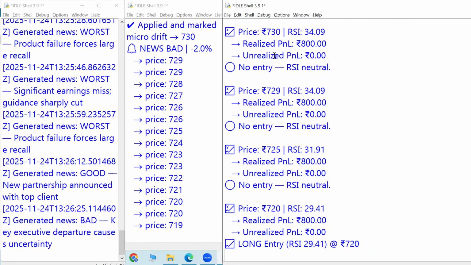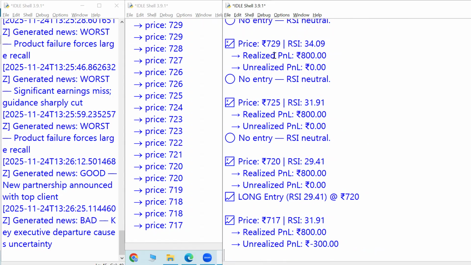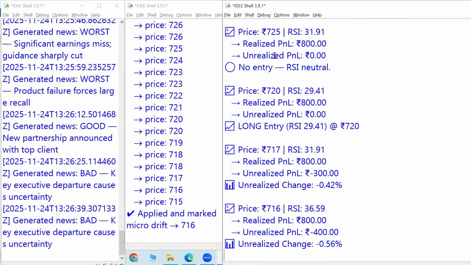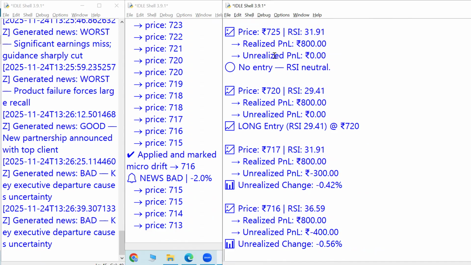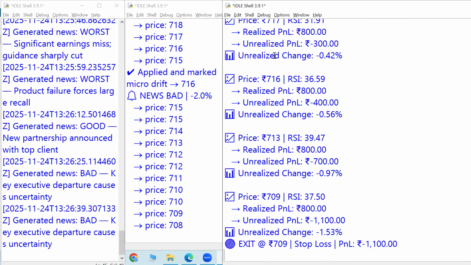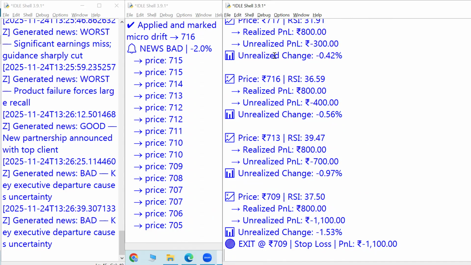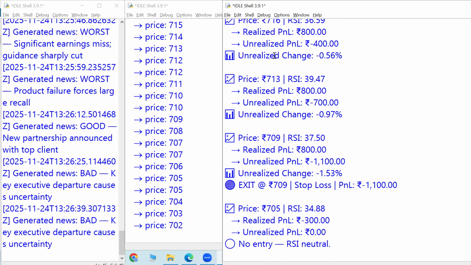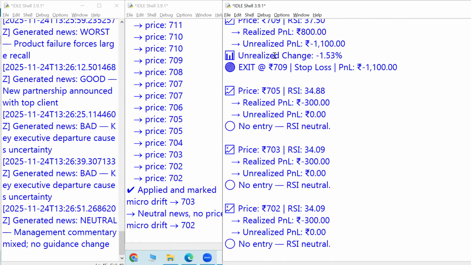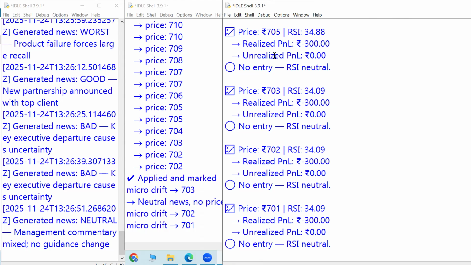Okay, the RSI is below, we have got the entry at 720. I hope... but there's bad news. Okay, we are going to get the stop loss for sure. See, sometimes while cutting also, we need a lot of speed to cut it. So we need an algo for such kind of choppy market behavior.